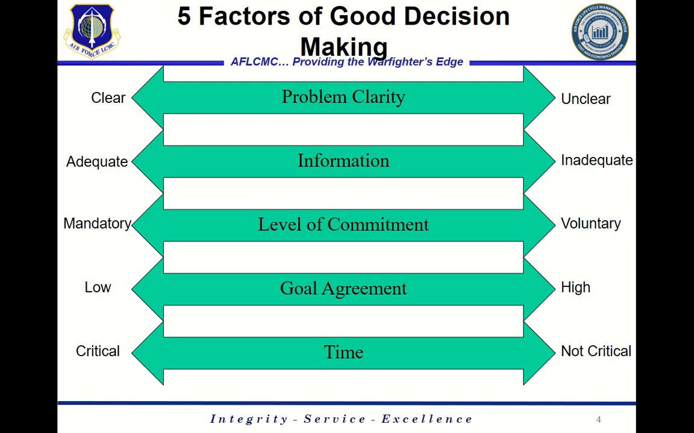So obviously, when it comes to problem clarity, you've got clear or unclear. You've got the level of information, and these are scales. So it's not one or the other. There's a scale in all of them. Obviously, if you're on this one extreme where the problem is clear, you've got all the information, the level of commitment is mandatory for the people involved, you've got low goal agreement, and it's time critical, you're going to get somebody who's just going to direct the decision to you, right?